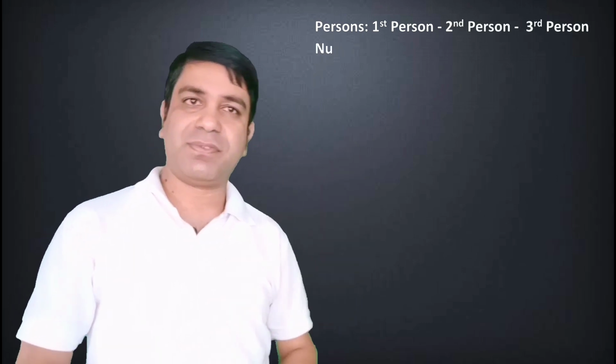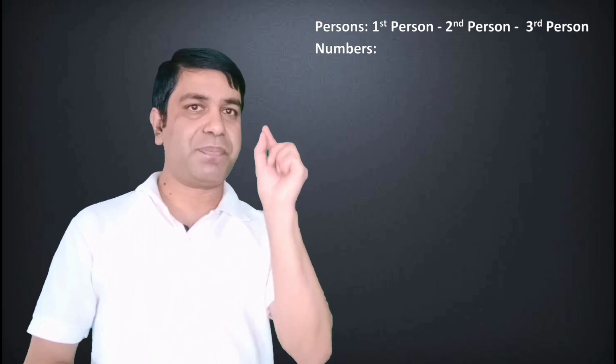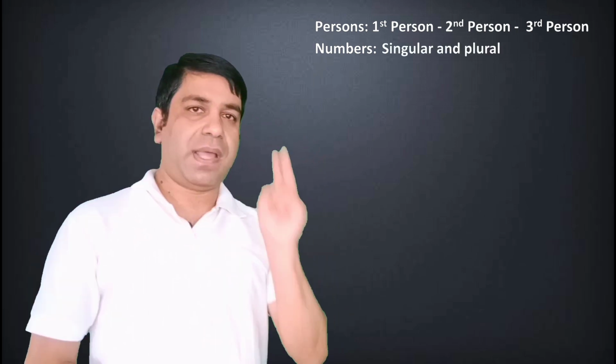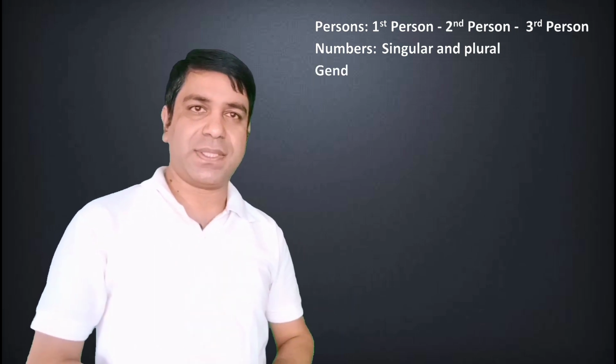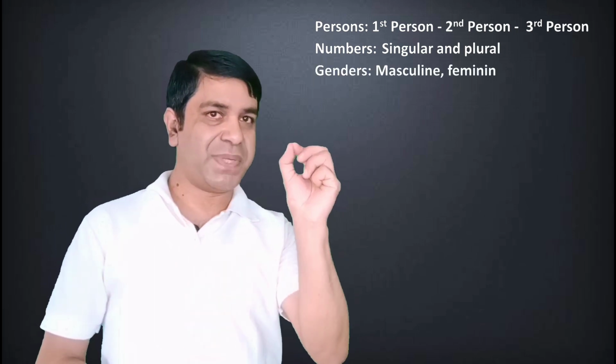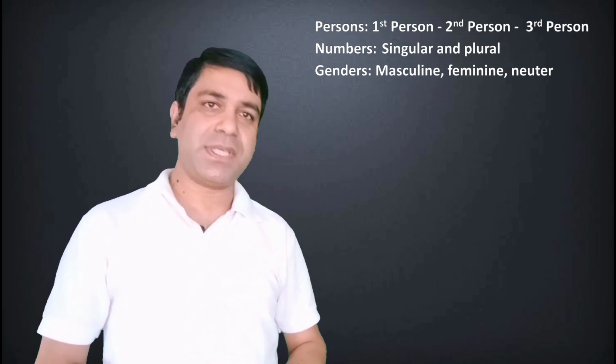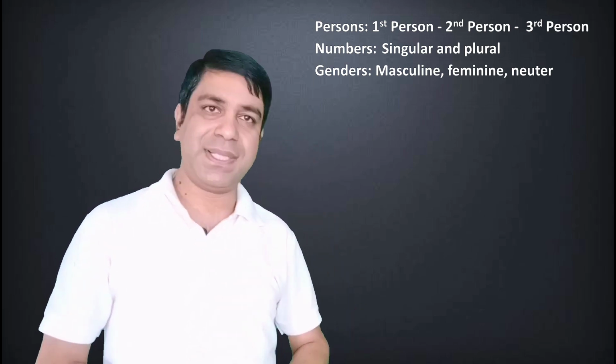There are two types of numbers for both nouns and pronouns. They are singular number and plural number. And there are three types of genders: masculine gender, feminine gender and neuter gender. We shall discuss each one of them individually a little later.